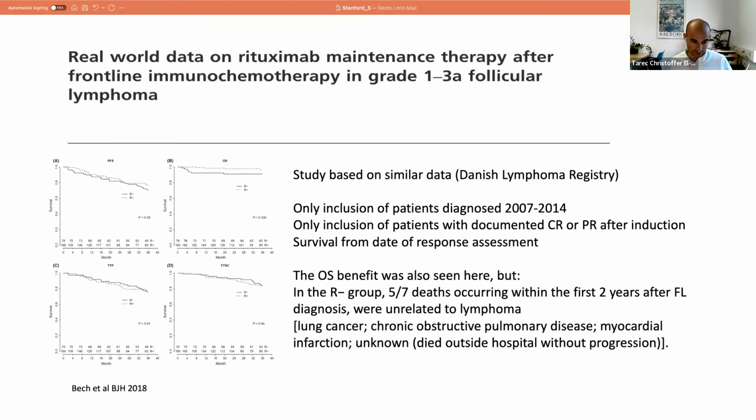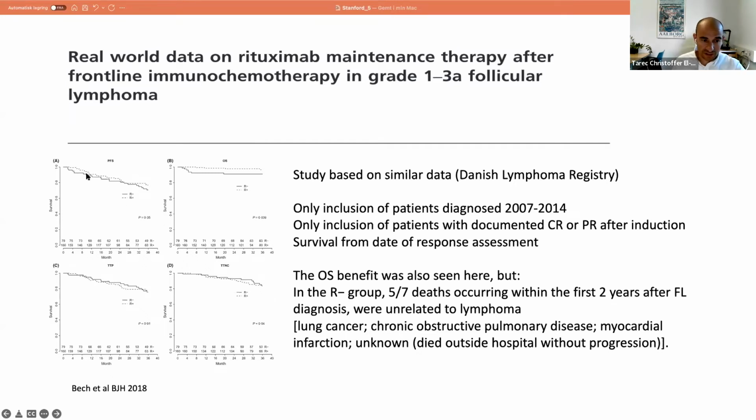This is actually a similar study we did in Denmark a little differently. We didn't use the database. We used medical records to see how outcomes of patients treated with maintenance and without maintenance were, but only looked at patients with documented CR, PR, and only from a restricted time period of 2007 to 2014.